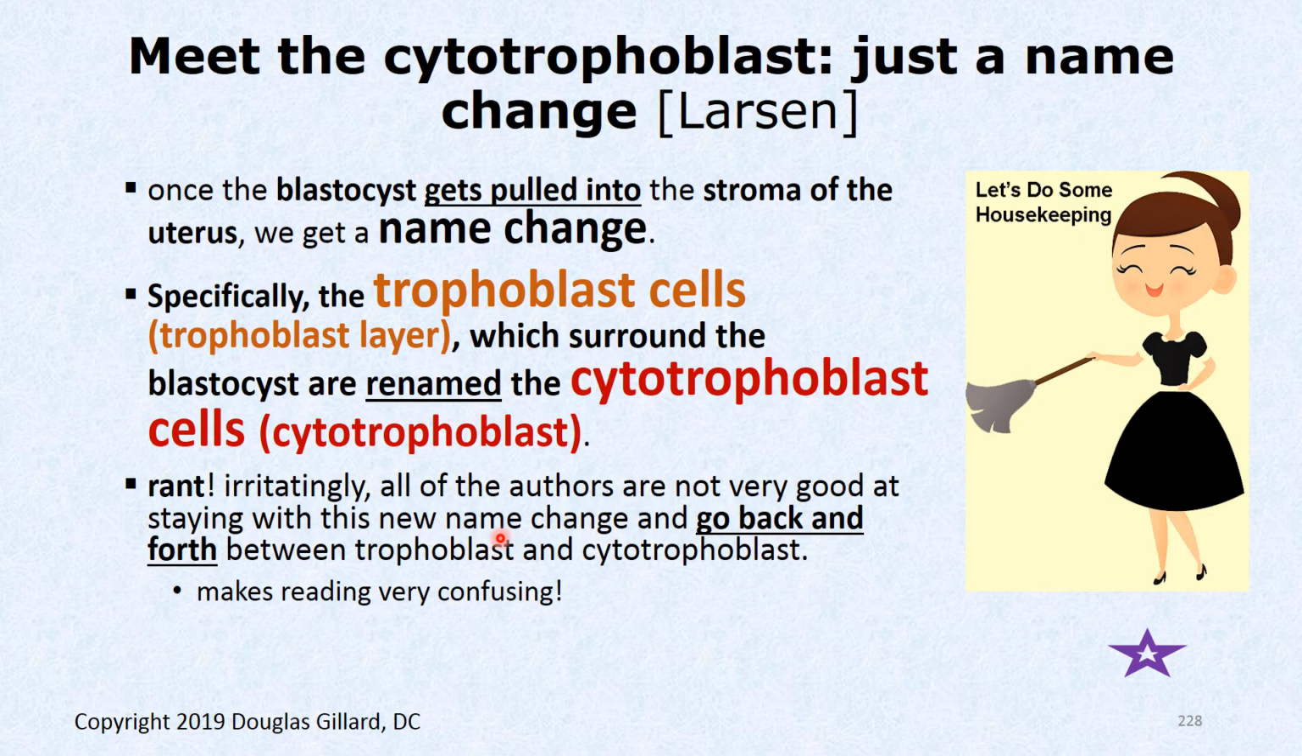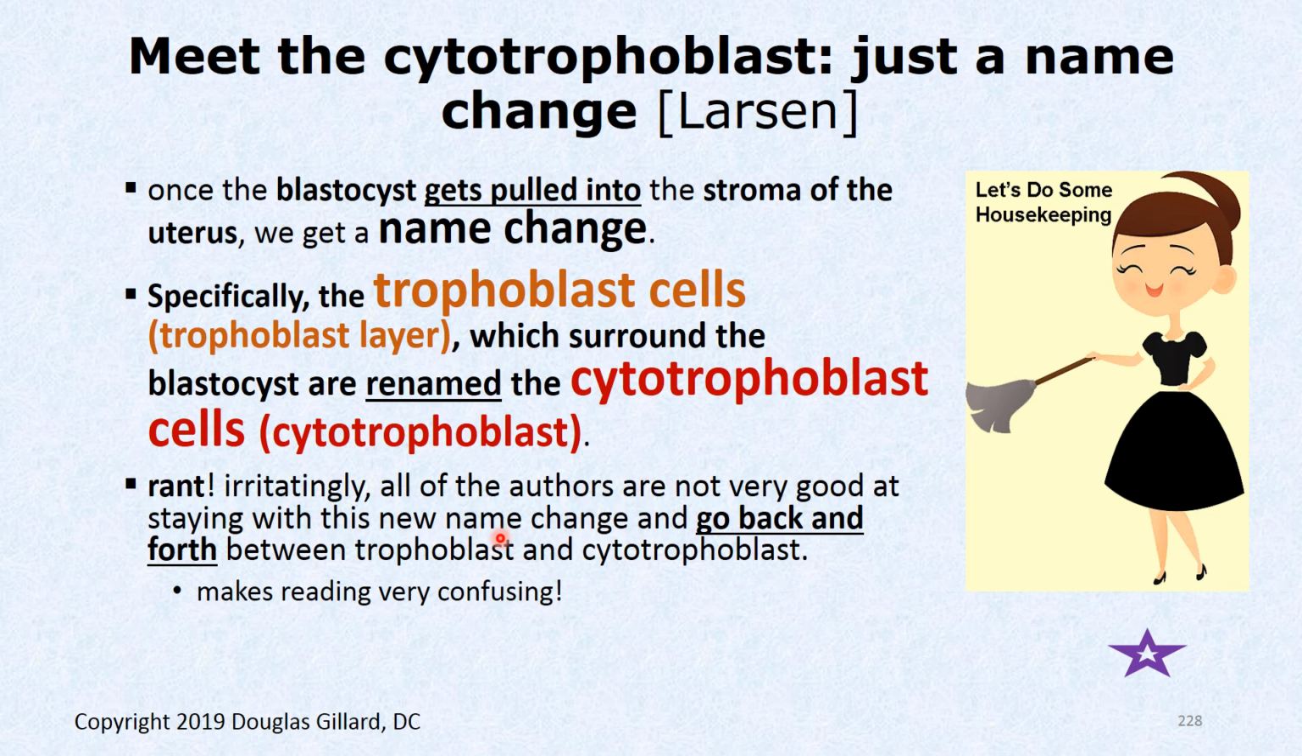Now we've got a little housecleaning to do. So meet the cytotrophoblast layer. And it's just a name change, and it's really annoying. So once the blastocyst gets pulled all the way into the stroma, we get a name change. So now it's inside the endometrium. Right? It's all the way in. It's not in the martini glass anymore. No more martini fluid for it.